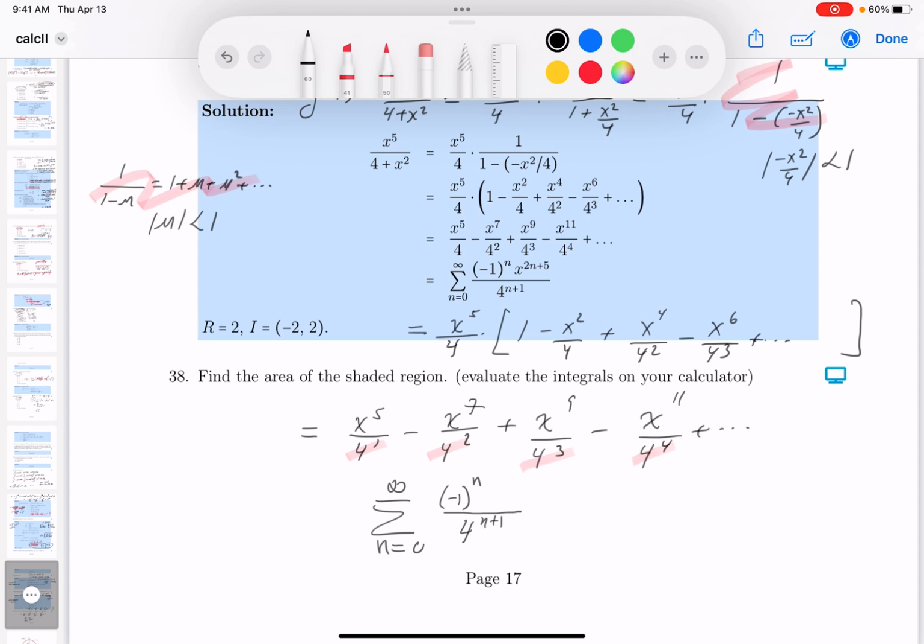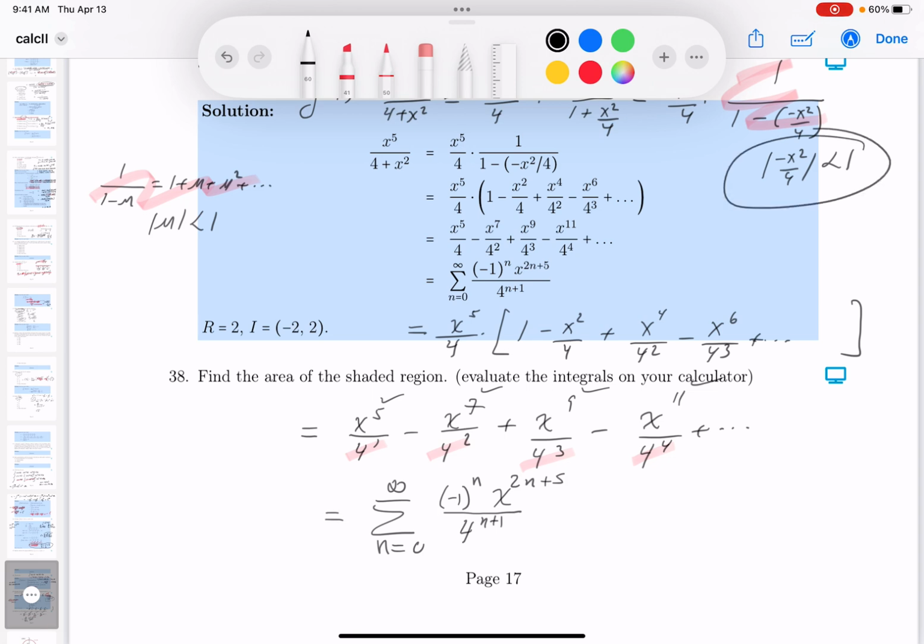I'm looking at the power, though, of the x. And what do I see there? I see x to some power. And what's it going to be? 5, 7, 9, 11. They're going up by 2. So it's going to be 2n. I'm going to be careful here. And I want the first exponent to be 5. So I mean plus 5 over here. Is that going to give it to me? It does. It gives me 5, 7, 9, 11. Okay, I got this part covered. This is the power series.